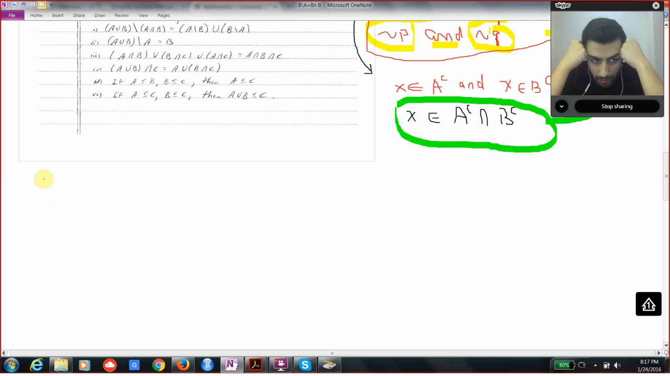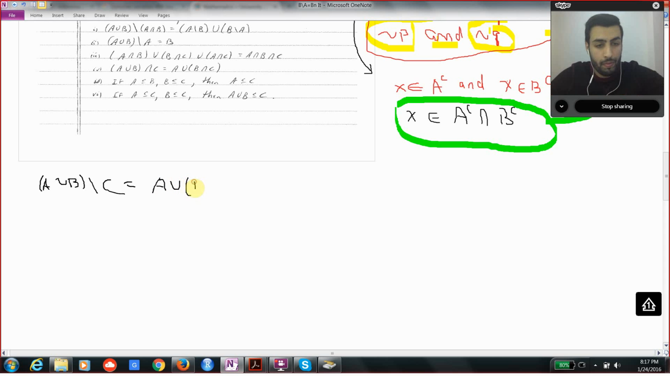So we want to prove or disprove this: A union B set difference C is equal to A union B set difference C. Okay. So we want to prove or disprove. And I'm going to disprove it.